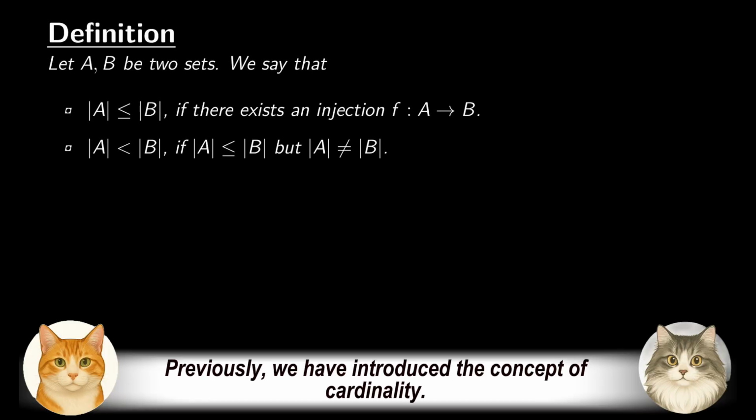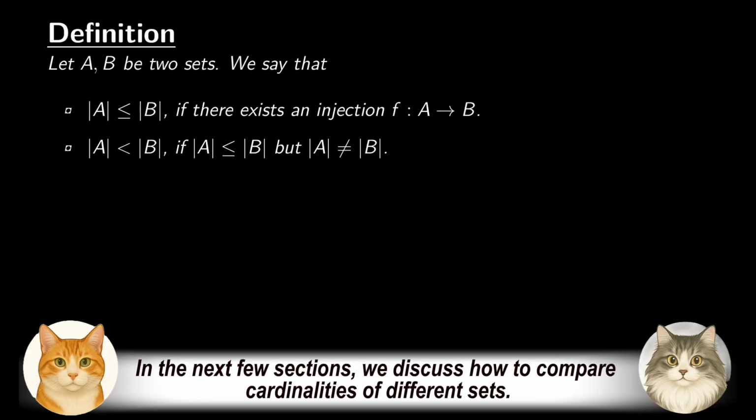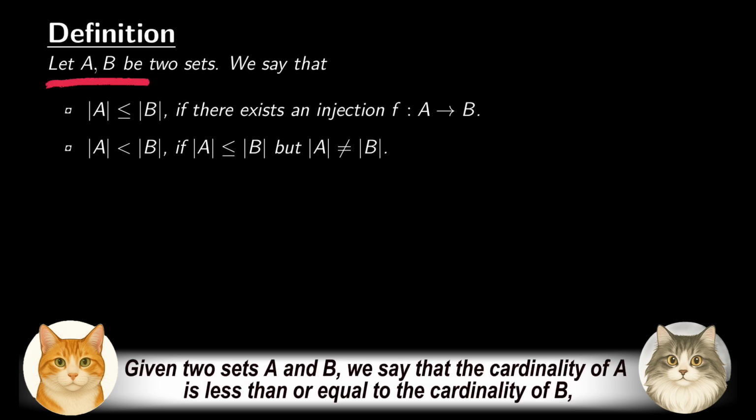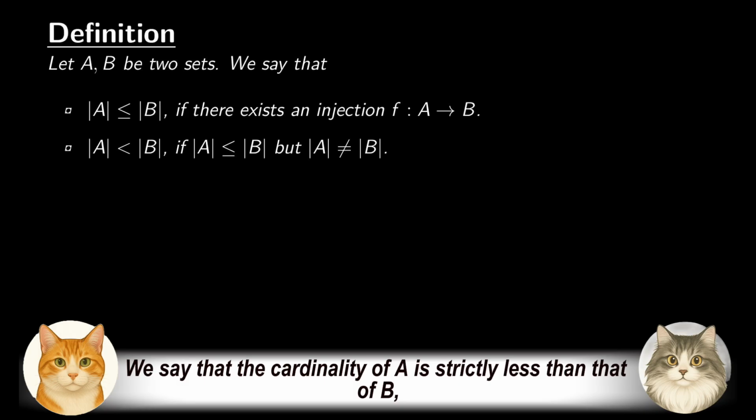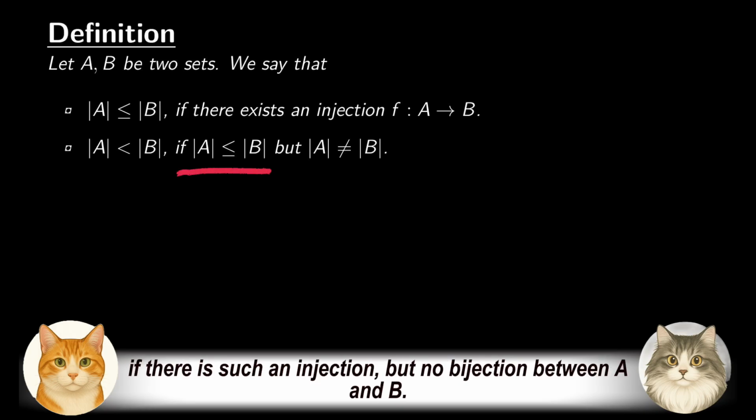Previously, we have introduced the concept of cardinality. In the next few sections, we discuss how to compare cardinalities of different sets. Given two sets A and B, we say that the cardinality of A is less than or equal to the cardinality of B if there exists an injection f from A to B. We say that the cardinality of A is strictly less than that of B if there is such an injection, but no bijection between A and B.